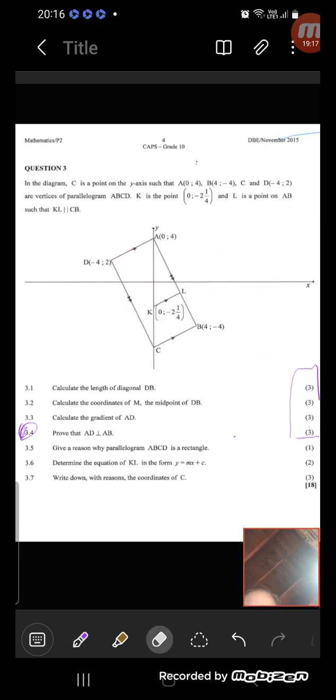Okay. Determine the equation of KL in the form of y is equal to mx plus c. So, gradients.